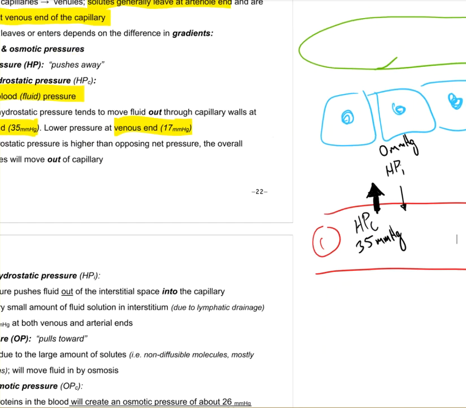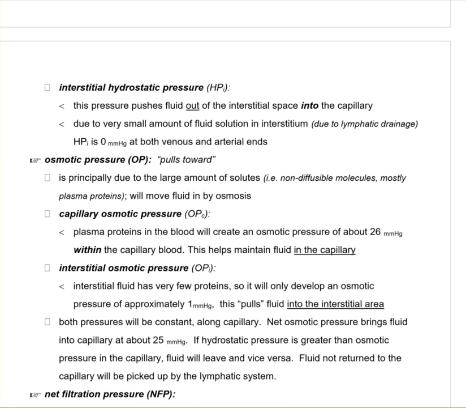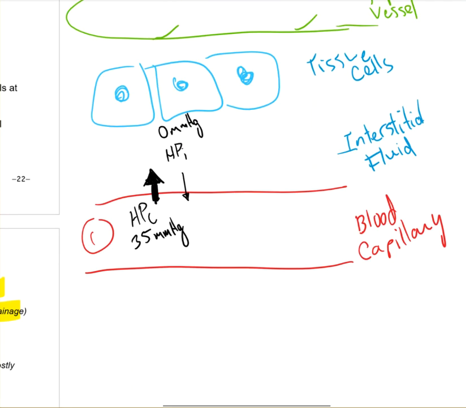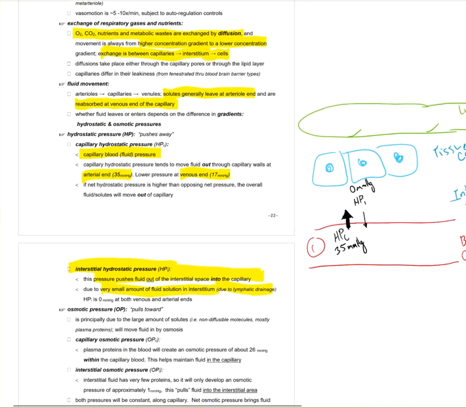Okay, and capillary osmotic pressure is where there is, and actually let's go back to our notes first before we go too deep here. Let's underline interstitial hydrostatic pressure next. Okay, interstitial hydrostatic pressure. This is the pressure that pushes the fluid out of the interstitial space and into the capillary. Okay, there's a small amount of fluid in the interstitium, and this is due to lymphatic drainage. Most fluid that ends up here will eventually go into the lymph and out. Okay, so it'll not stay here. Excess fluid gets picked up by the lymph and leaves. So that's why there's very little fluid there.